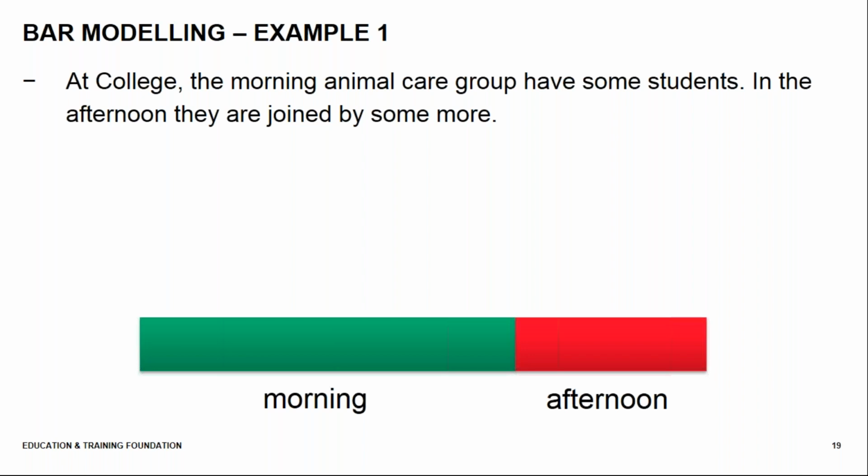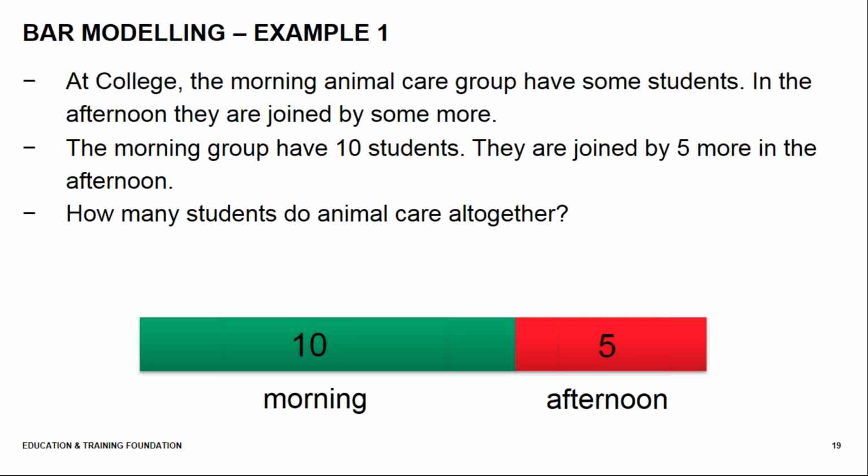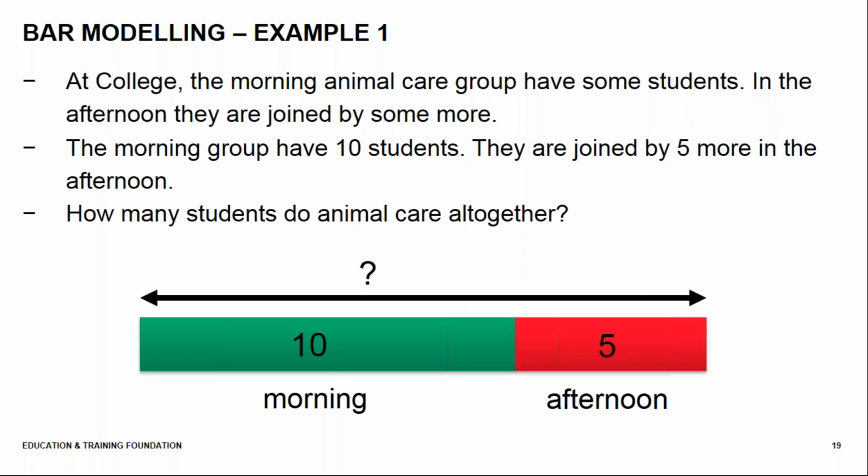I'll now reveal a little bit more information. So the morning group have 10 students and they are joined by 5 more in the afternoon. Once students have a bit more information, you can ask if anyone would like to change their bars. I would hope that they spot the morning group has more students and therefore needs to be represented by a longer bar. And we can now add this information to the model. So the actual question is, how many students do animal care have altogether? So students are trying to work out this amount and need to calculate 10 plus 5.